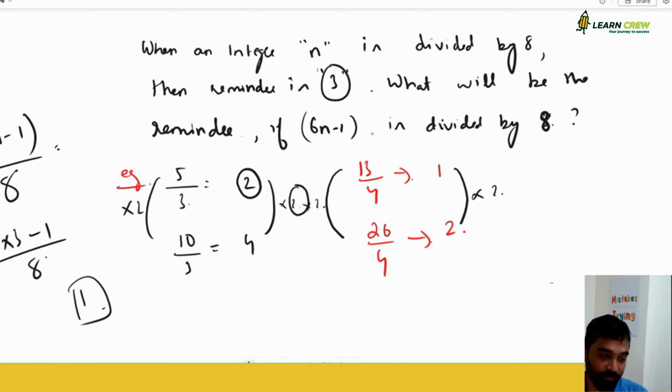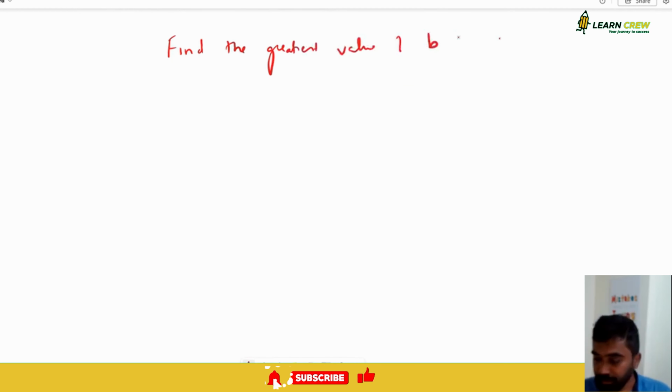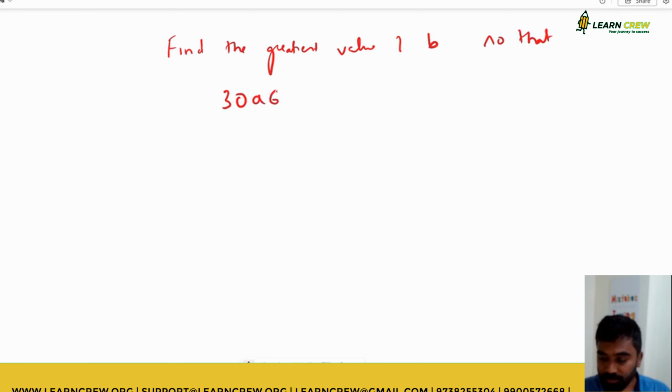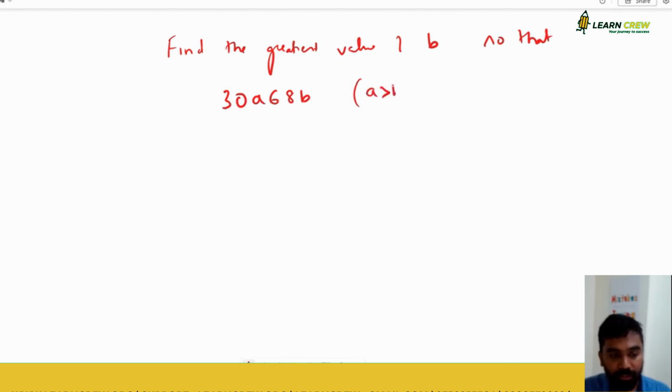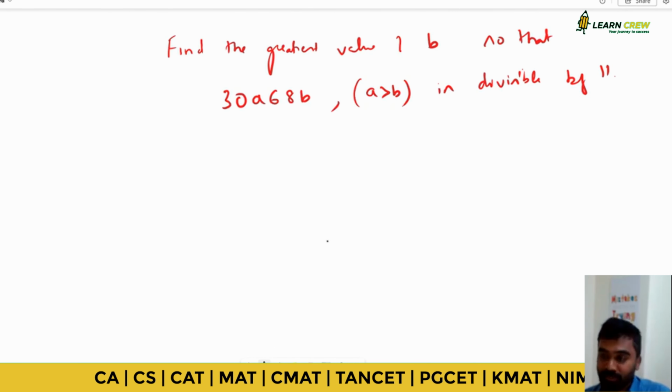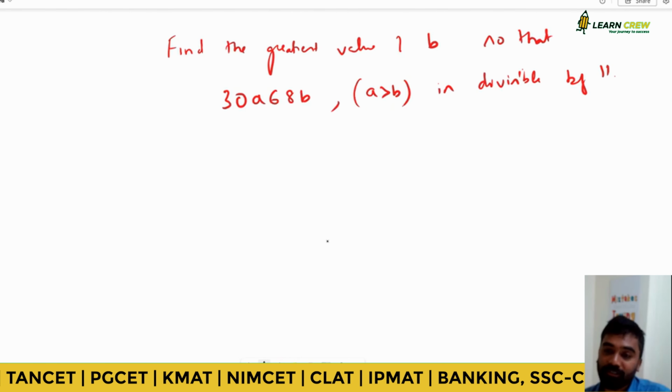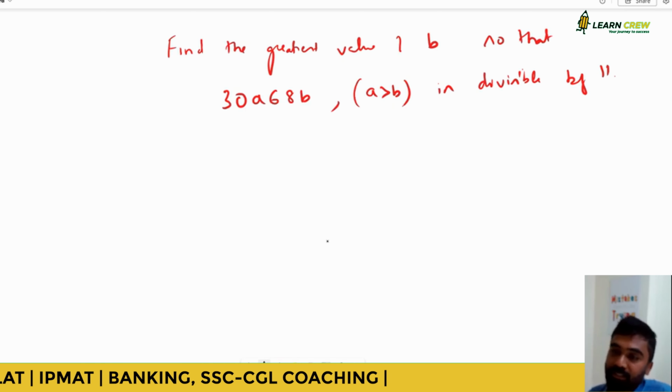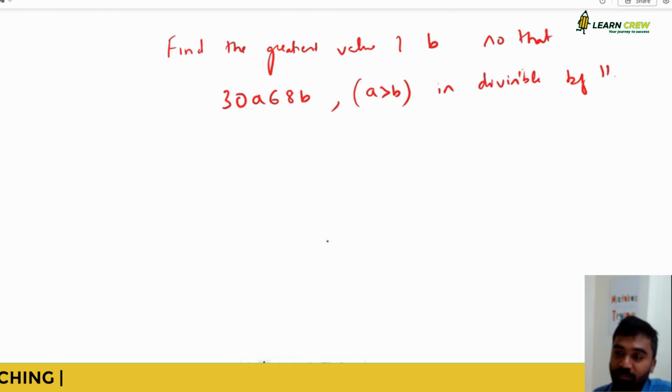Now, this is one question which has been debated a lot. Find the greatest value of b so that 3, 0, a, 6, 8, b, where a is greater than b, is divisible by 11. Now I haven't explained the divisibility rule for 11. In 11, the sum of the alternate odd-place digits and the alternate even-place digits should differ by either 0 or a multiple of 11.